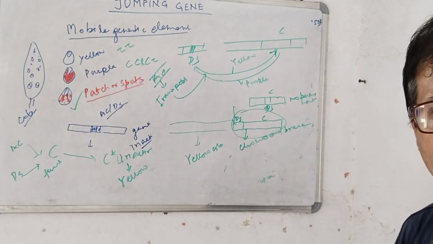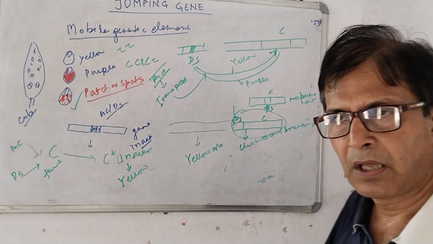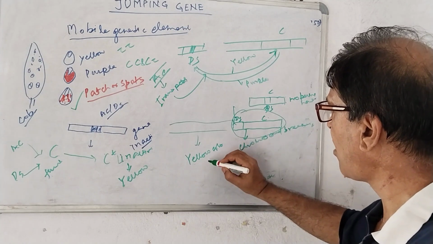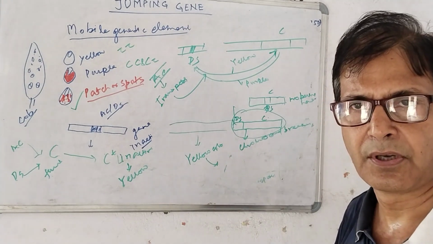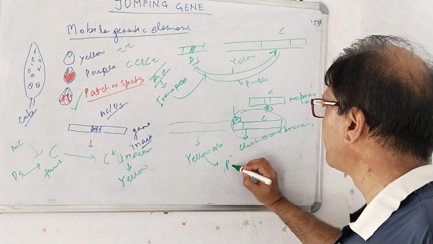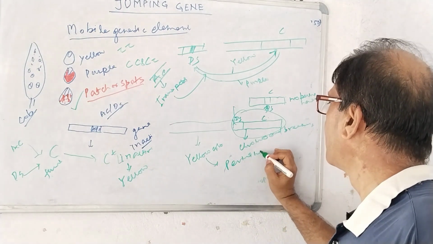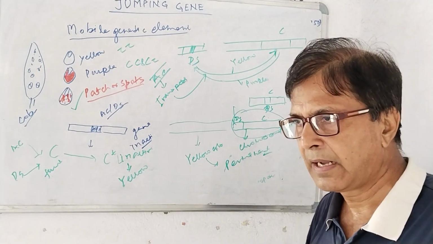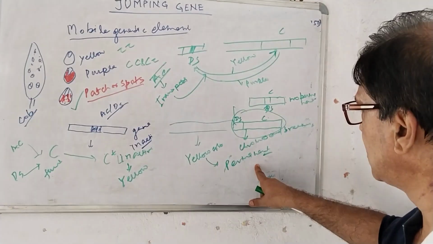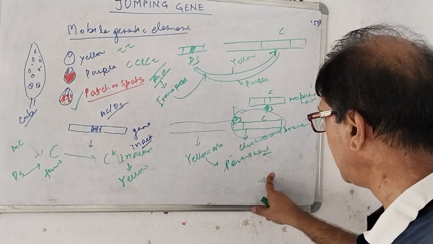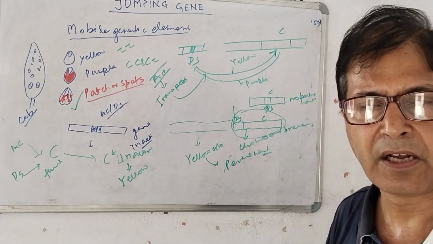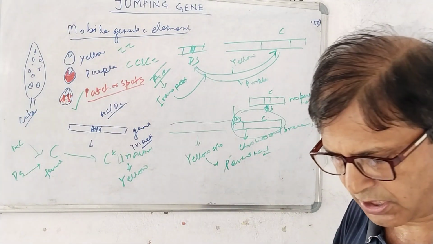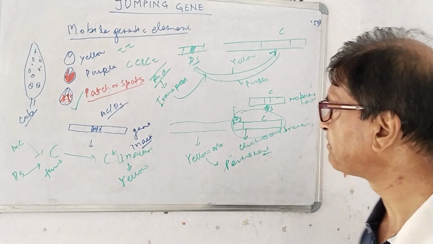Because now the chromosome fragment is lost, and now this change is permanent. It means that now it cannot get color due to the loss of this gene.